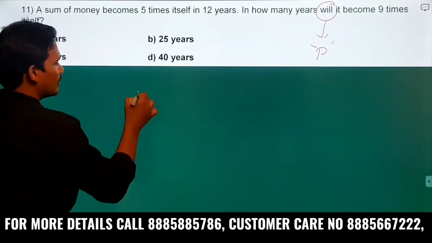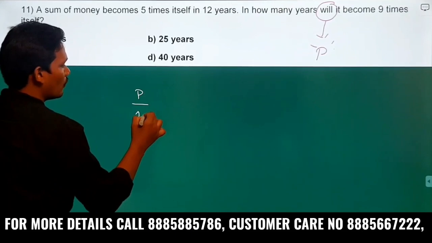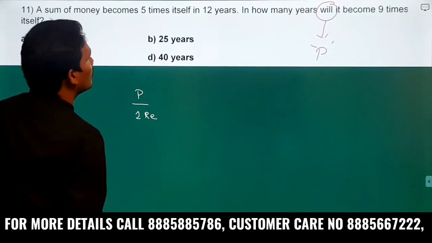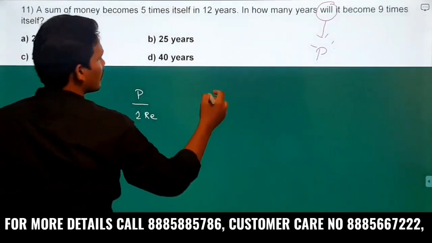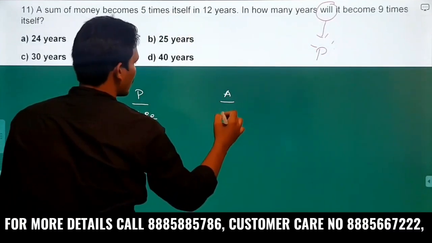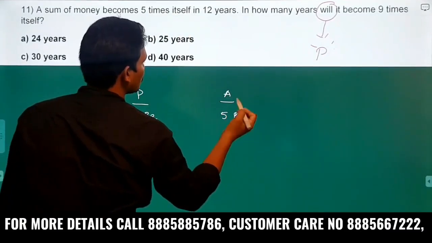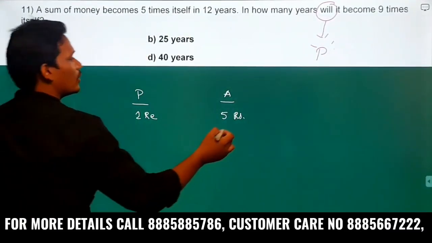Let us consider principal equal to 1 rupee, and it will become how many times? 5 times. So amount equals 5 rupees, in how many years? 12 years.